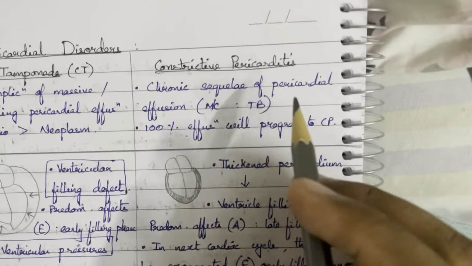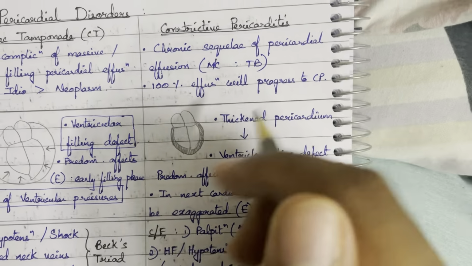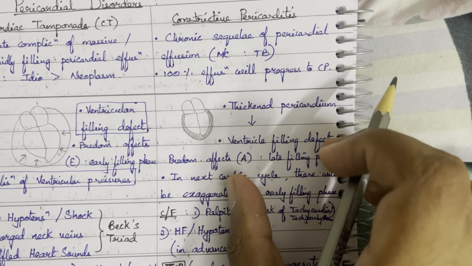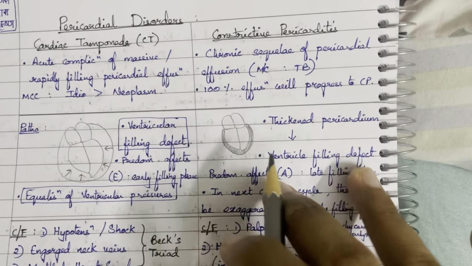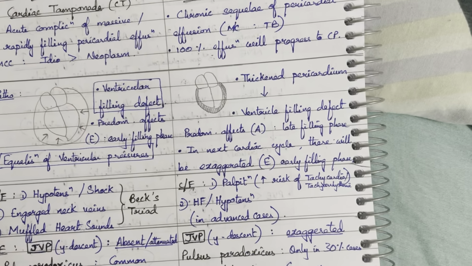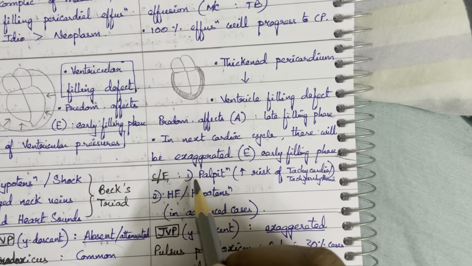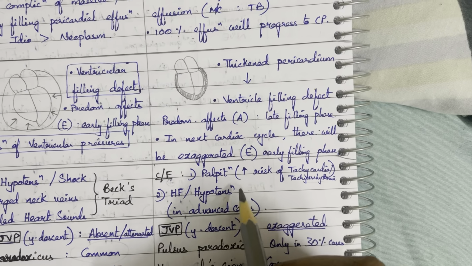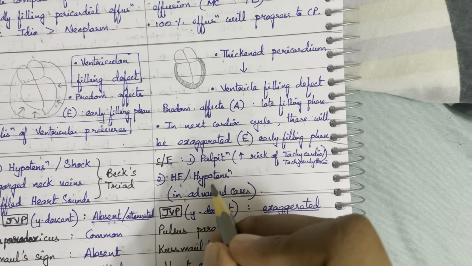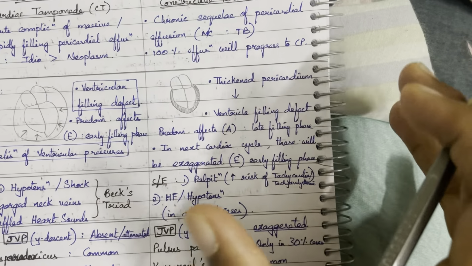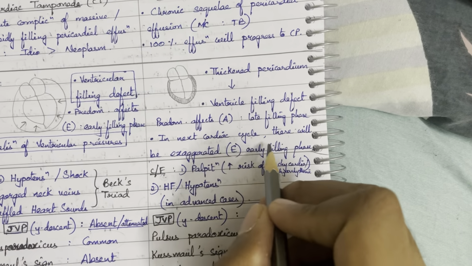So again, in constrictive pericarditis you have a thickened pericardium. Okay, so it predominantly affects the late filling phase, A. Here early, here late. Okay, so that is why in the next cardiac cycle there will be an exaggerated early filling phase. So clinical features, what will you have? You'll have palpitations, so risk of tachycardia and tachyarrhythmias, and along with that you'll have hypertension and heart failure in advanced cases, but mostly palpitation. Okay, against the thickened pericardium, your heart tries to contract, with an exaggerated early filling phase.